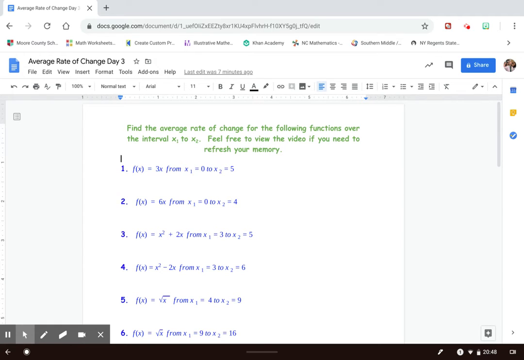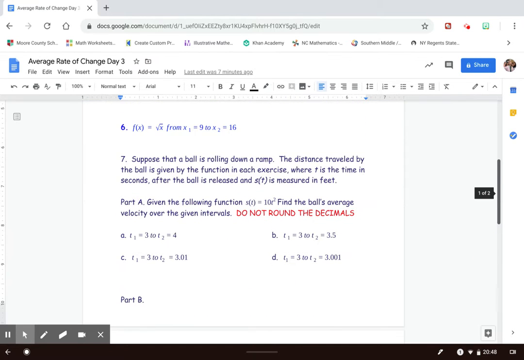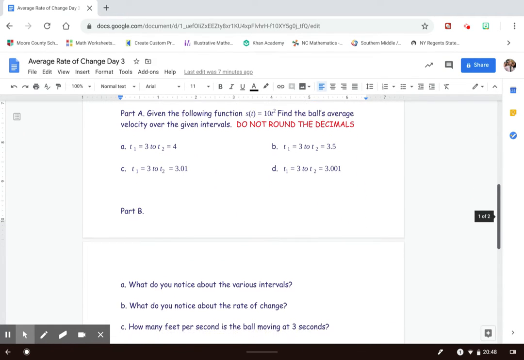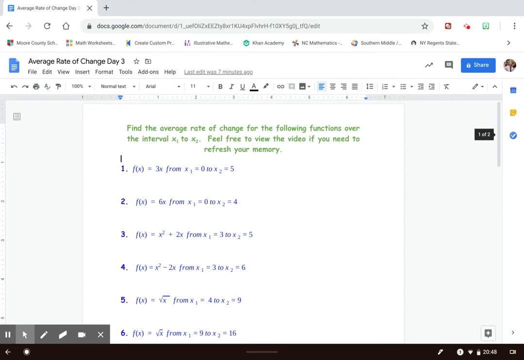This lesson today, average rate of change day 3, is simply a continuation of what you were doing from last week. And if you notice here, there are 2 pages to this assignment. So please make sure that you do both part A and B of question 7 down there. Okay, so what I'm going to do is show you the first couple to help remind you what to do for these, and then hopefully you'll be able to do them on your own.